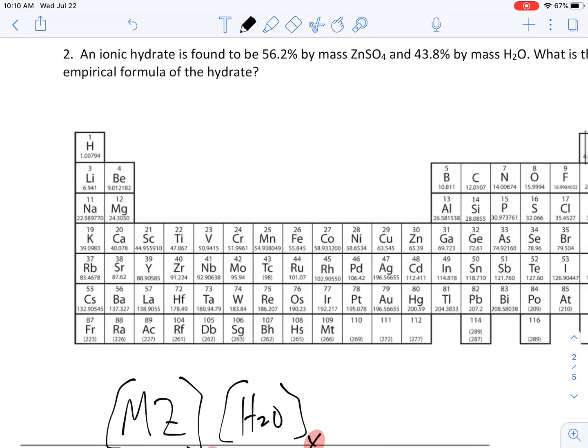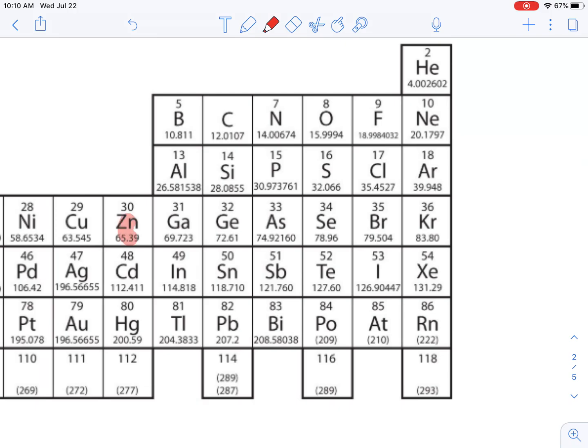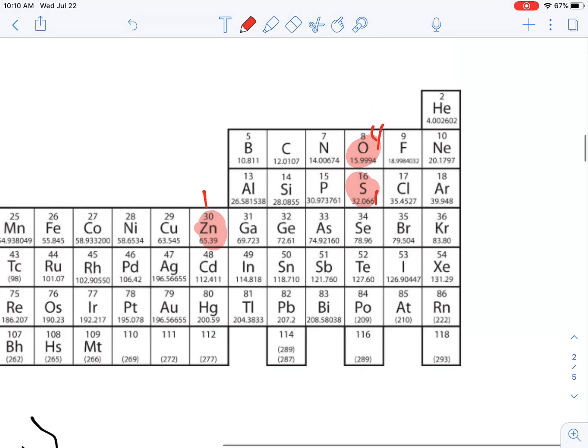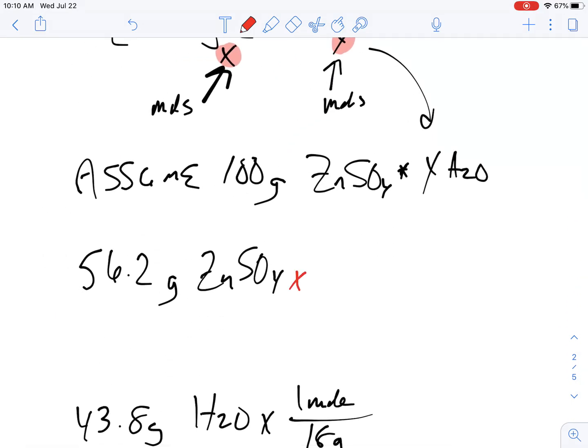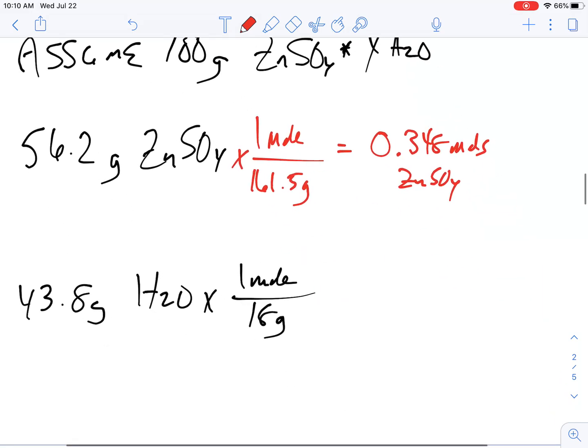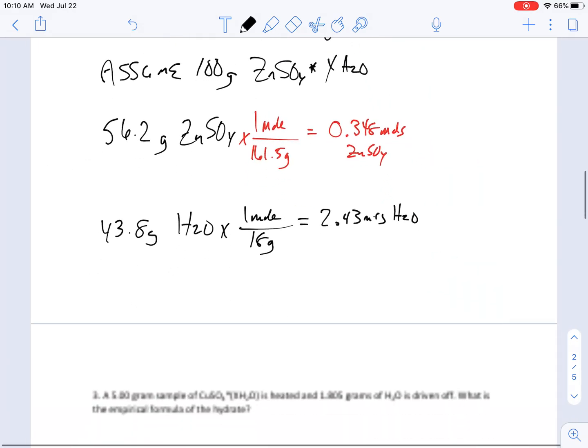All right, but zinc sulfate, we're going to have to look at the periodic table and figure out what zinc sulfate weighs. So here's zinc, sulfur, and oxygen, and there is going to be one of those, and 4 of those within the formula. So if you add all of that up, then you're going to end up with a molar mass for zinc sulfate, if I've got my math right, to be 1 mole per 161.5 grams or so, depending on where you rounded. So I do my math on that, and I get 0.348 moles of the zinc sulfate. And then when I do the math for the water, I end up with an answer of 2.43 moles of the water.